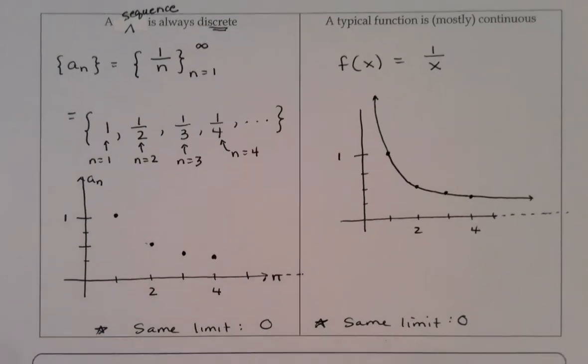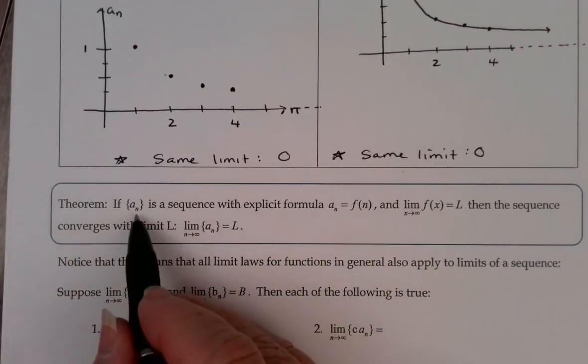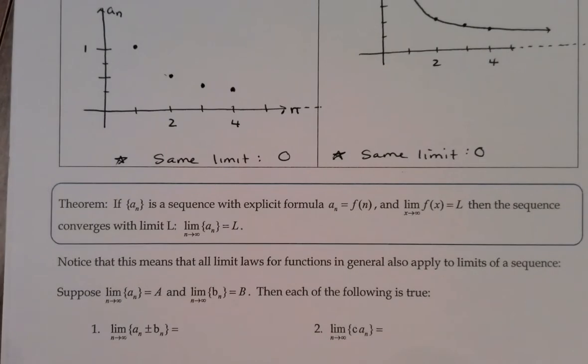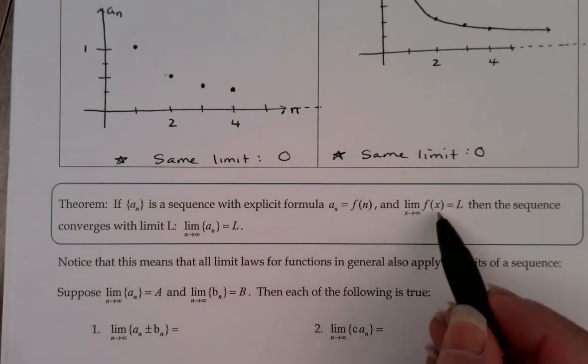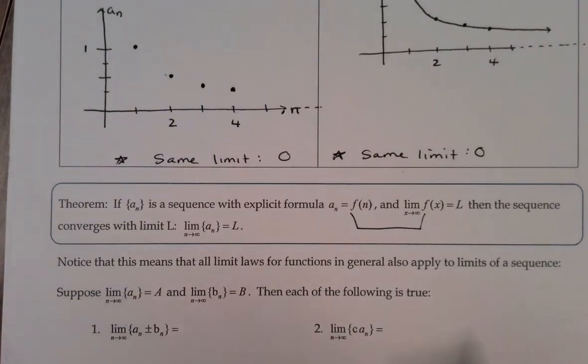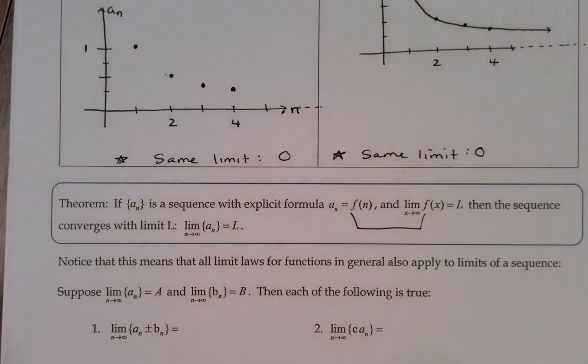So the theorem down below states that formally. If the sequence a sub n has explicit formula, a sub n equals some function of n, and the limit of the function f of x, same f here, is equal to L, then the limit of the sequence will also be L. So, we can use all of that knowledge that we've amassed about function limits and use them to calculate sequence limits. They will be the same.